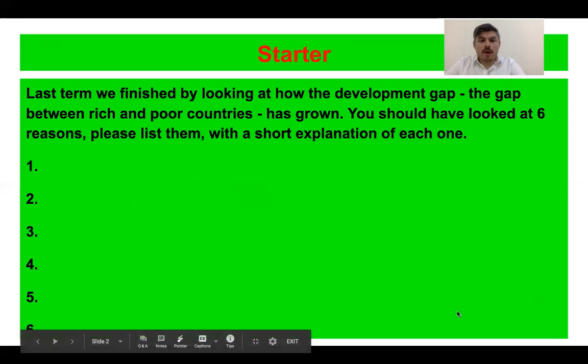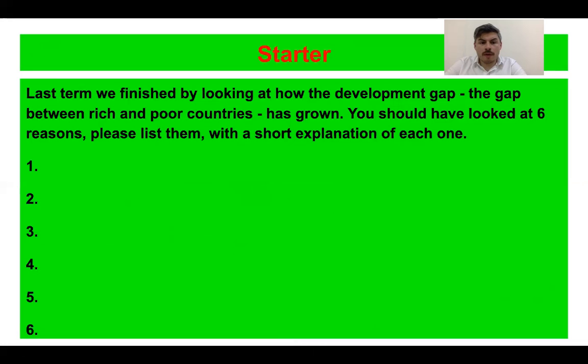You're going to have a starter activity now, a bit of a recap after the half term. Last half term, we finished by looking at how the development gap, the gap between rich countries and poor countries, has grown, and where the gap has come from. The final activities last term, you were looking at 6 reasons for this gap. I would like you to list in your book these 6 reasons with a short explanation of each one.